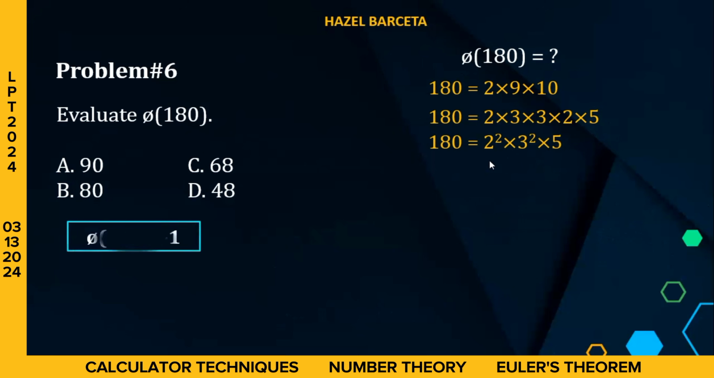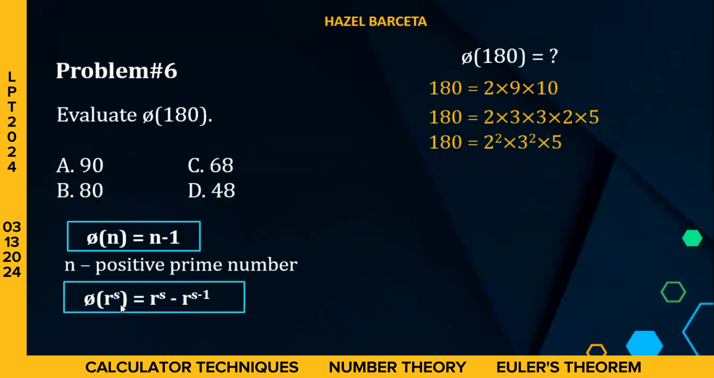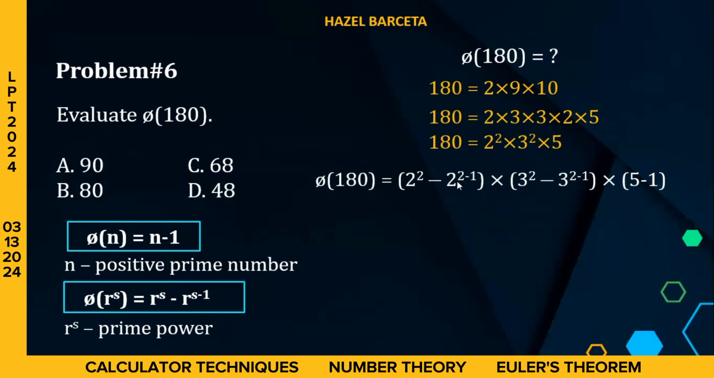Then, our formula, we have dahil prime number, and this one for our prime power. Okay? So, applying the prime power, we have 2 squared minus 2 raised to 2 minus 1. Then, dito po, 3 squared minus 3 raised to 2 minus 1 times 5 minus 1. So, simplify na po natin. Ito ay 1 na lang, 2 minus 1, 1 na lang po.